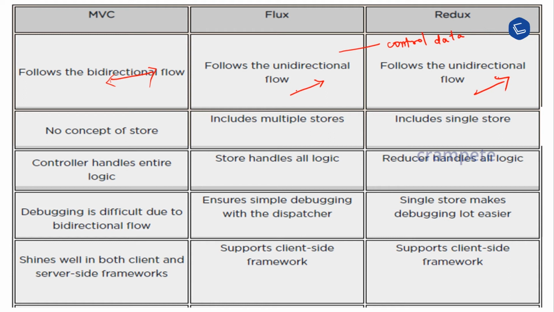When coming to the concept of stores, Flux uses stores to catch any application associated with data or state, whereas the MVC model attempts to model a single object. So MVC does not have the concept of a store, whereas Flux includes multiple stores. But Redux is enforcing a single global store.